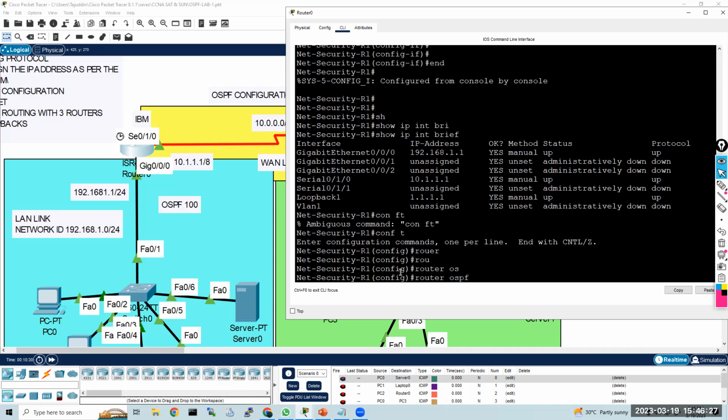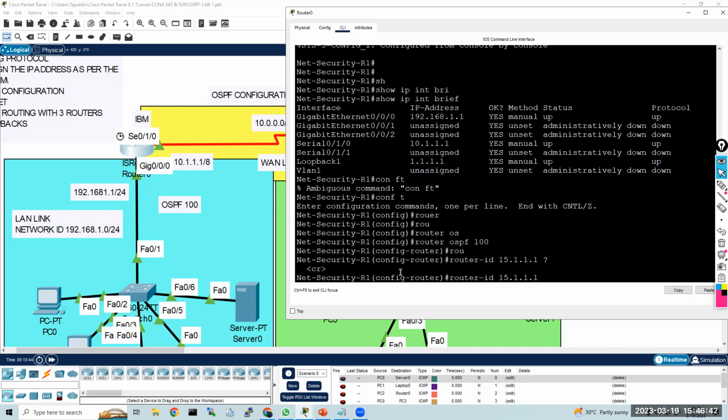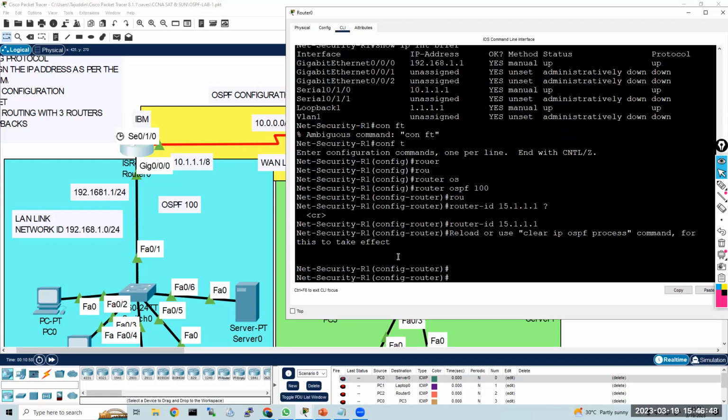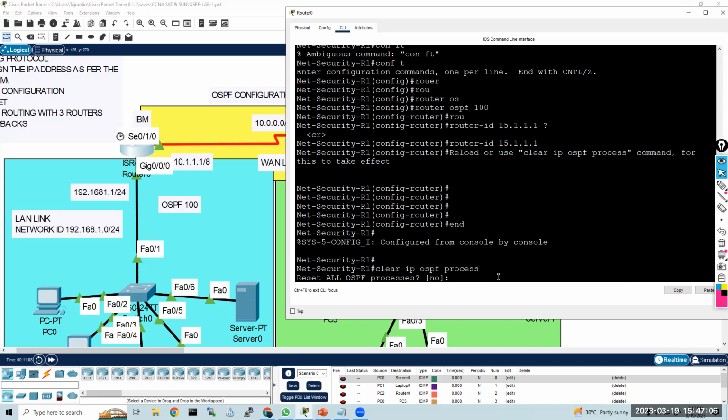Router OSPF 100, router-id. I can give the router ID. This time I will give 15.1.1.1. Is it okay? No, sir. It shows, please clear the OSPF process to get the update. Clear ip ospf process. This will reset all the OSPF processes. Yes or no? I will say yes.